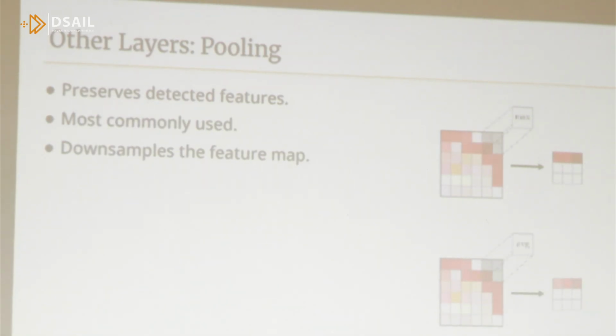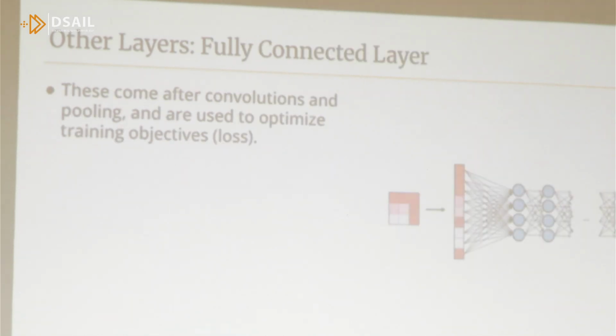Sorry, I think there's a confusion here between max and average. I think max preserves the detected features, and it is the most commonly used. But for average, it downsamples the feature map. But all of them downsample the feature map. So we are doing convolutions, but as we go along, we want to be strategically reducing the feature map, but at the same time preserving the detected features. That's what pooling basically does. But then eventually, after all this convolution and pooling, the output now, if you think about it, the outputs of convolution and pooling, what is that?